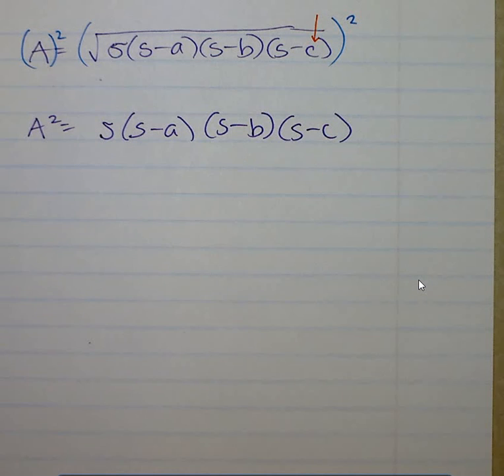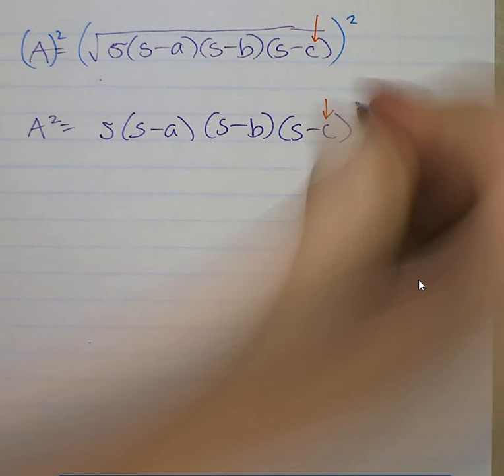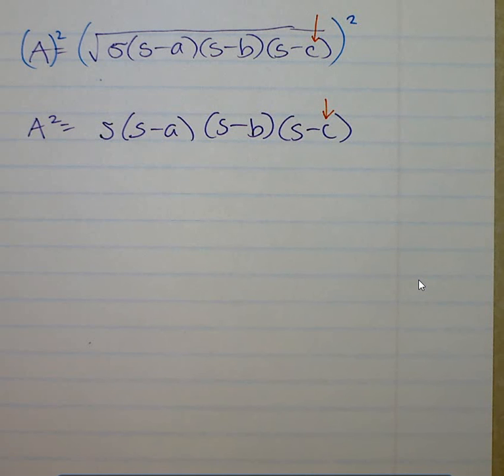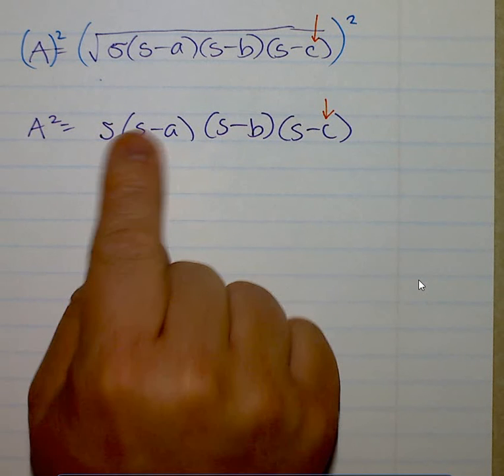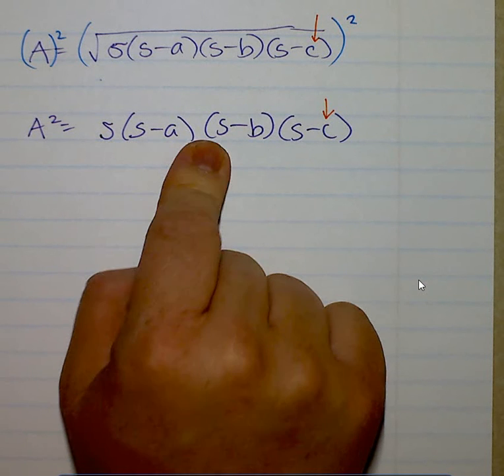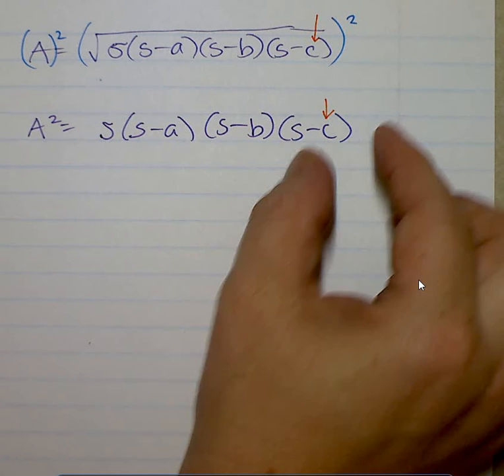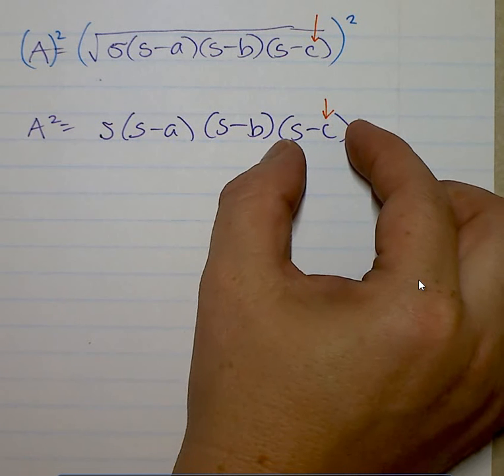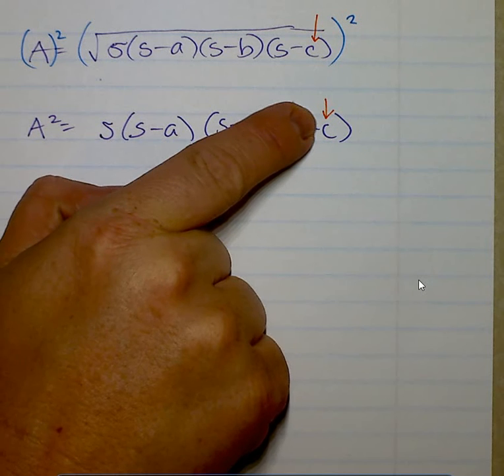And I'm going to continue to put the little arrow above the C because this problem is quite complex. Now on the right-hand side, there's 4 groups. There's the S, the S minus A, that's your second group, the S minus B, that's your third group, and the S minus C. My goal is to get this S minus C by itself so that eventually I can isolate and have C by itself.